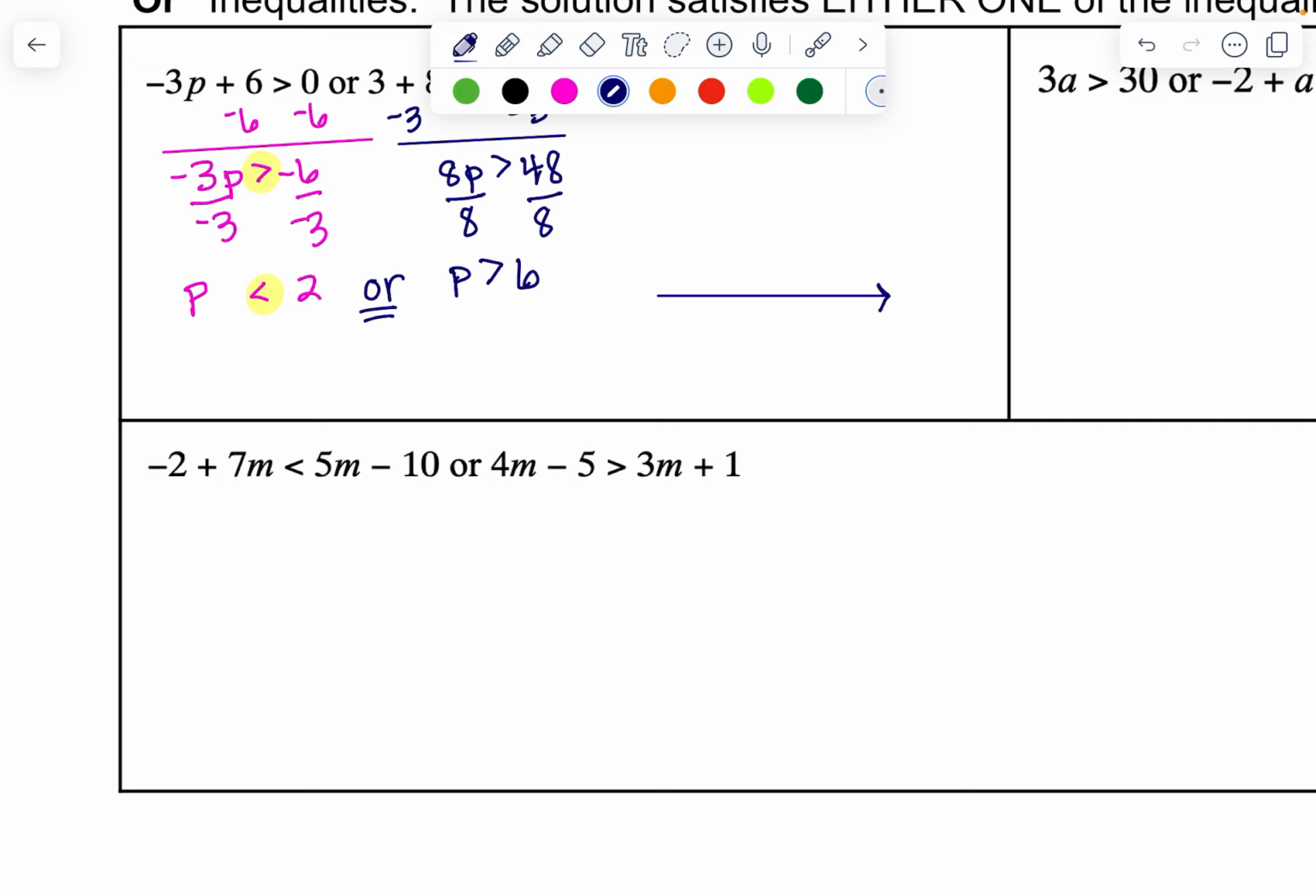So when we graph this, because it's an "or," they should be going in opposite directions. So I have a 2 and a 6. Both of them are open circles, so an open circle at 2 and everything less than that, and then also an open circle at 6, everything greater than that. So any number that's in the shaded region satisfies one of the two inequalities. So any number that's less than 2 or any number that's greater than 6.